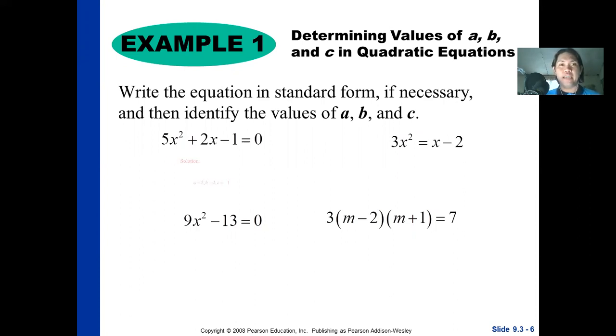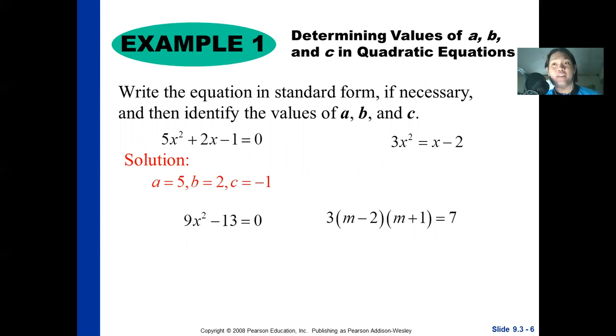So in number one, as you can see, 5x squared plus 2x minus 1 is equal to 0 is already written in standard form. Therefore, your A now is equal to 5, your B is equal to 2, and C is equal to negative 1. Who got the same answer? Okay, thank you so much. Very good.